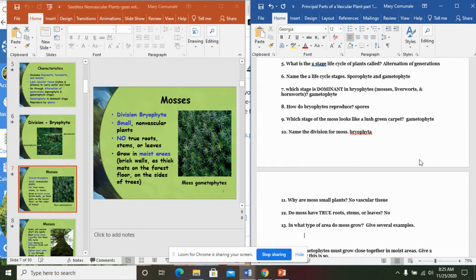What type of areas do they grow in? Moist areas. Brick walls. As thick mats on the forest floor, on the sides of trees. The forest floor, sides of trees.